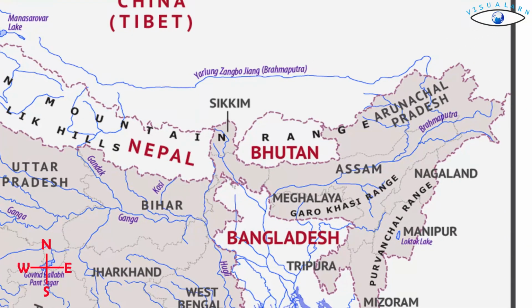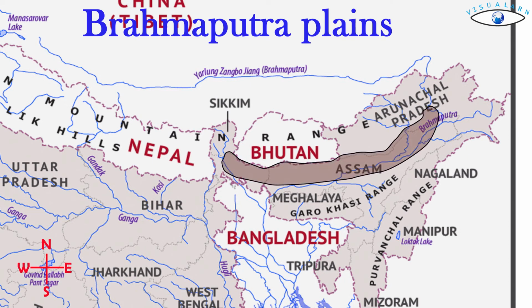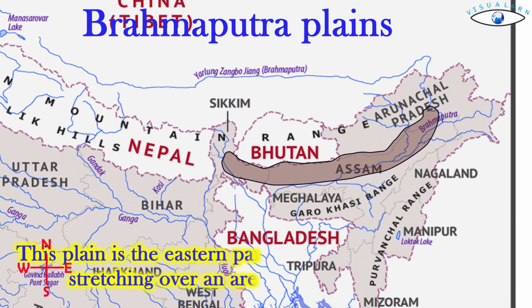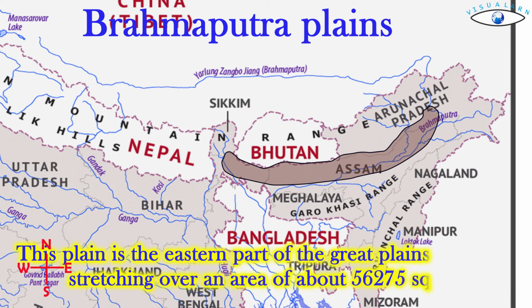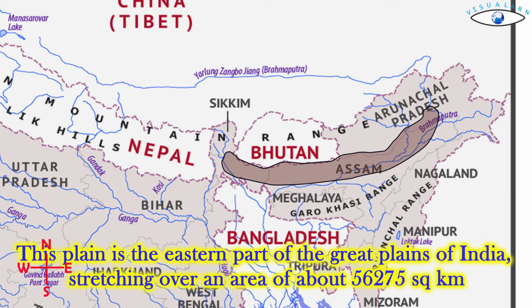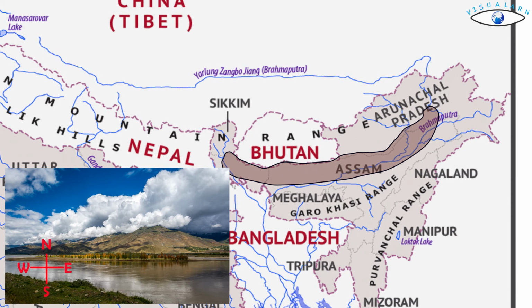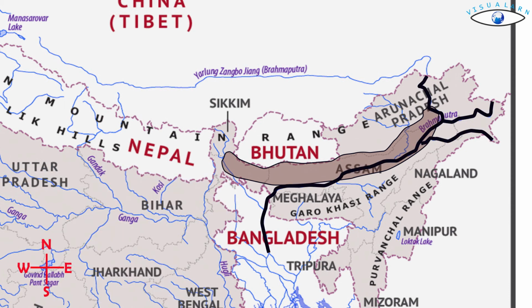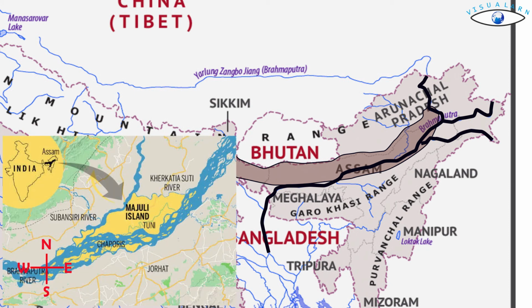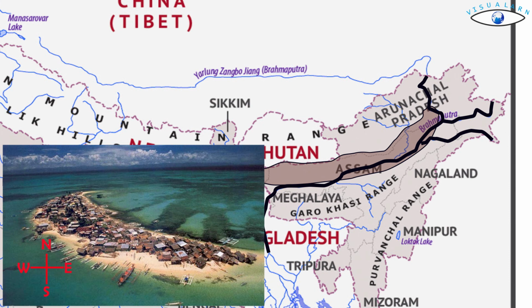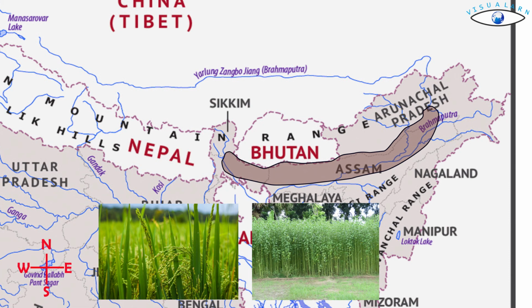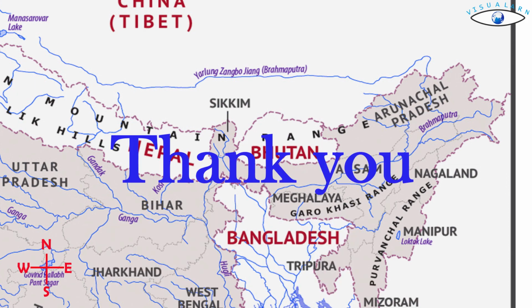The Brahmaputra Plains is the eastern part of the Great Plain of India, stretching over an area of about 56,275 square km. The Assam Valley is characterized by a steep slope along its northern margin, but the southern side has a gradual fall from the Meghalaya Plateau. Due to the low gradient, the Brahmaputra is a highly braided river having numerous islands. Majuli is the largest river island in India. It is one of the most productive plains of India. The main crops are jute and rice.